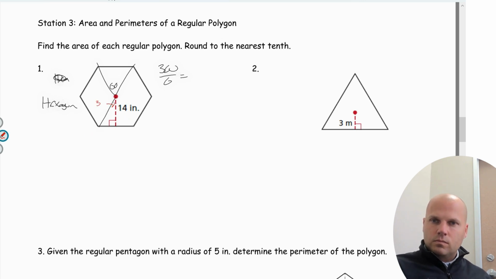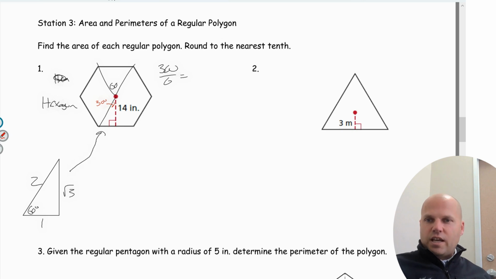I'll show you how to do it using the special right triangle, and then I'll show you how to do it using trigonometry. So I know these side lengths of a 30, 60, 90 are 1, root 3, and 2. That means I have to scale this by doing 14 divided by root 3. All right, so that means this base length is 14 divided by root 3, and this is 28 divided by root 3. Cool.